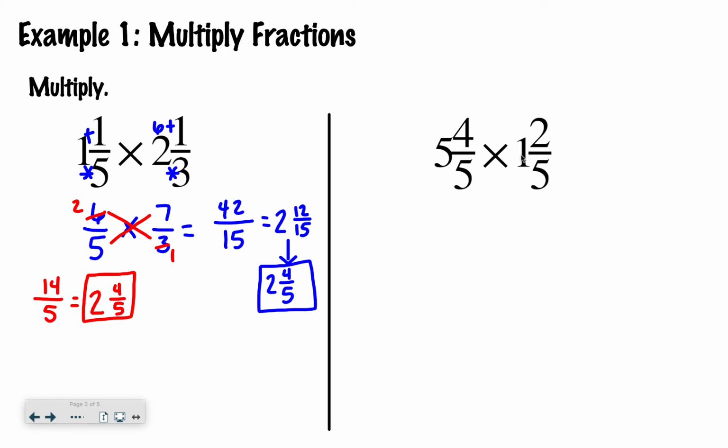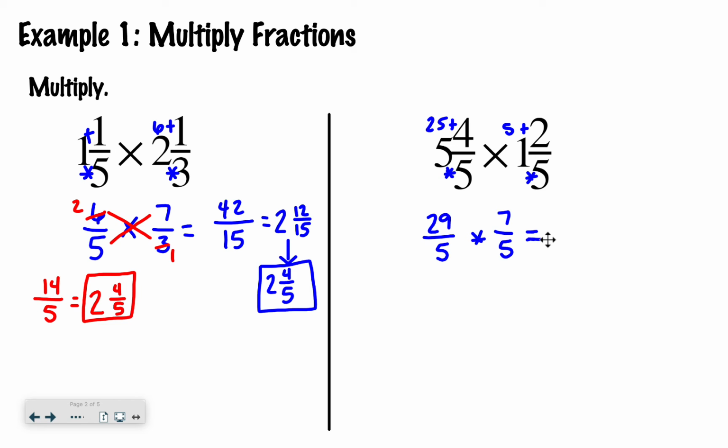We have 5 4/5 times 1 2/5. Let's convert to our improper fractions. So the denominator times the whole number. 5 times 5 is 25. Add that numerator. 25 plus 4 is 29 over 5 times. Now let's change our second number into an improper fraction. 5 times 1 is 5 plus 2 is 7/5.